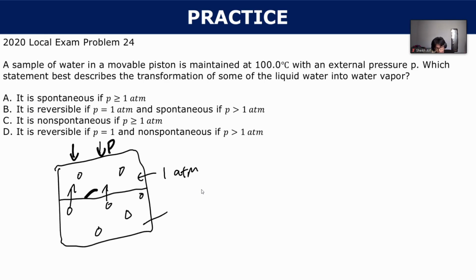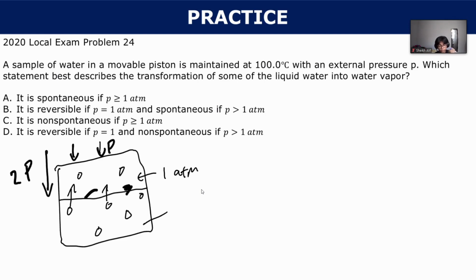But if the pressure was 2P, well, then you just wouldn't have liquid water turning into water vapor because the boiling point has not been reached. The pressure that the atmosphere exerts on this system is too great. The pressure over here cannot counteract the pressure that the atmosphere puts on it. So really, it's going to be non-spontaneous if the pressure is greater than 1 atmosphere.